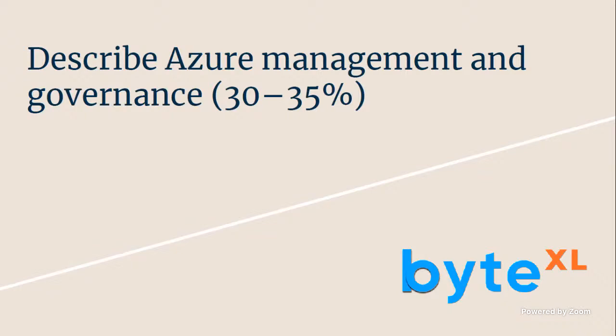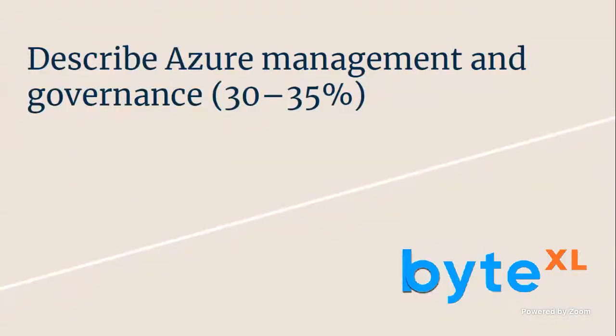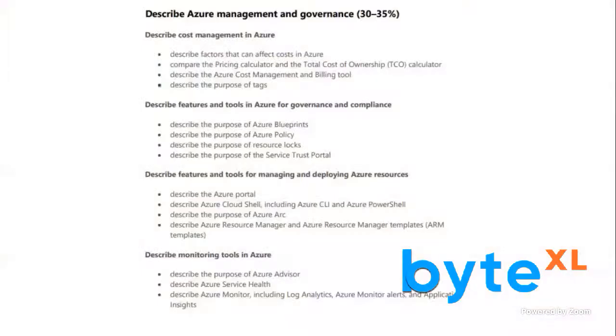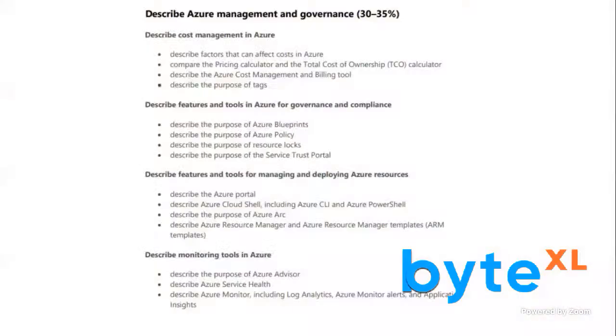So this completes our module 2. Next is management and governance, which we are going to discuss. Module 3, Azure management and governance, will cover 30 to 35% of the weightage. It contains cost management, as we have discussed multiple resources and how cost management is taken care of, the features and tools of Azure governance and compliance, the tools for managing and deploying Azure resources, and some of the monitoring tools in Azure. All that we are going to discuss in tomorrow's session.